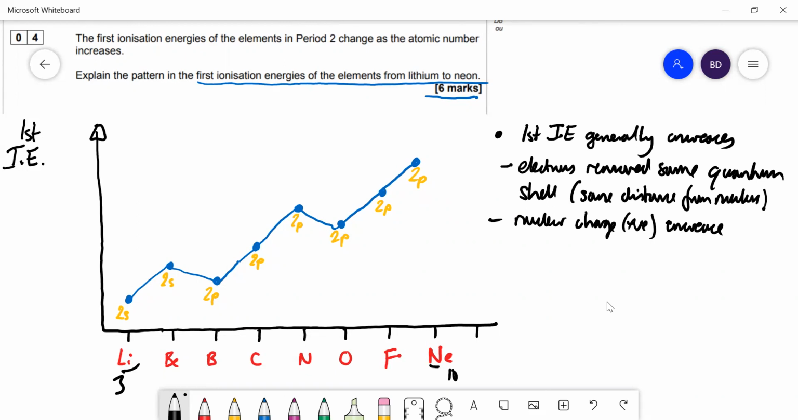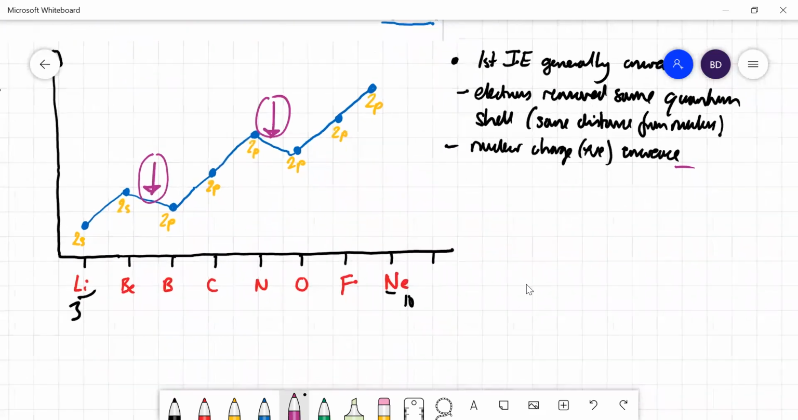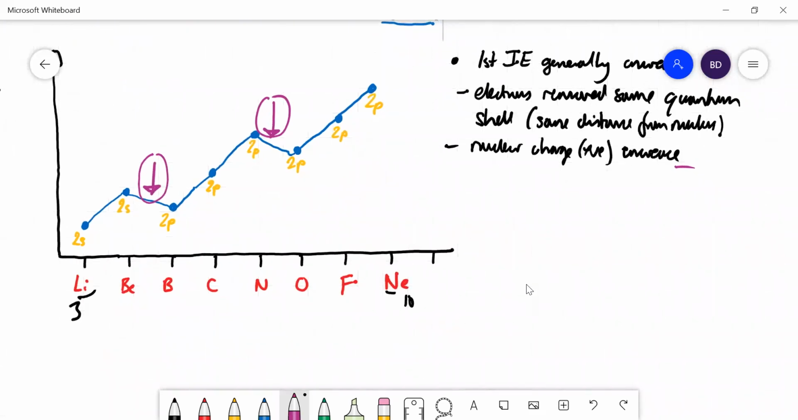Right, so the general thing is for it to increase, but obviously we've got 2 differences there, 2 little drops where it doesn't fit that general pattern. And we've got to explain each of those 2 differences. So I think probably 2 marks for this bit. We're going to get 2 marks for these next 2 differences, that one and that one. Let's do the first one between beryllium and boron. Why has boron got a lower first ionization energy than beryllium? So let's talk about that.